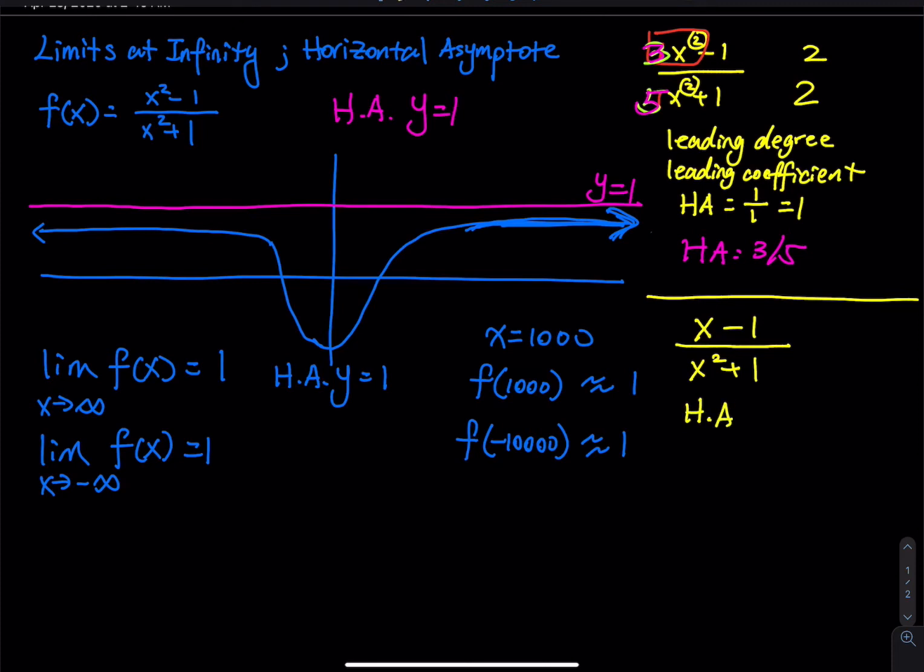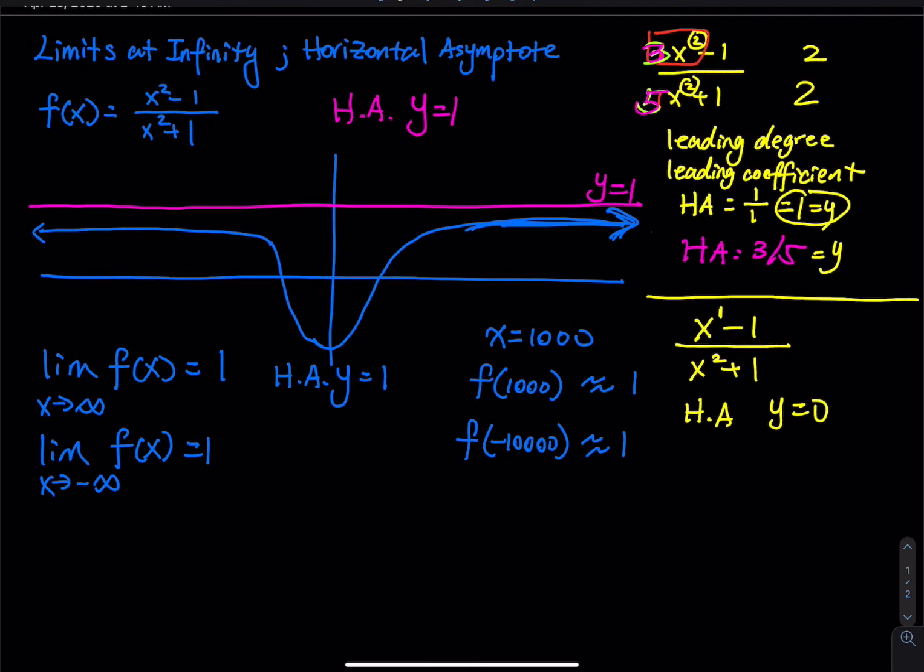When the leading degree of the top, this is 1, this is a 2, is less than the leading degree of the bottom, then the horizontal asymptote is y equals 0. By the way, this is y equals 1. This is y equals 3 over 5. And then this is y equals 0.